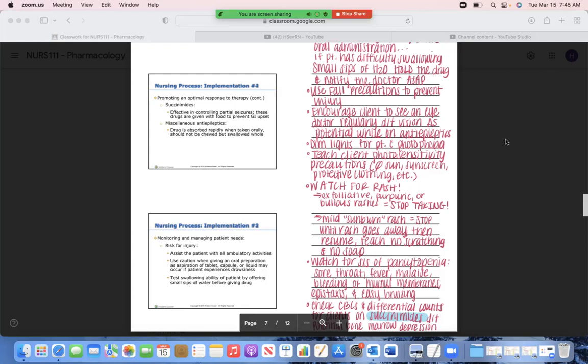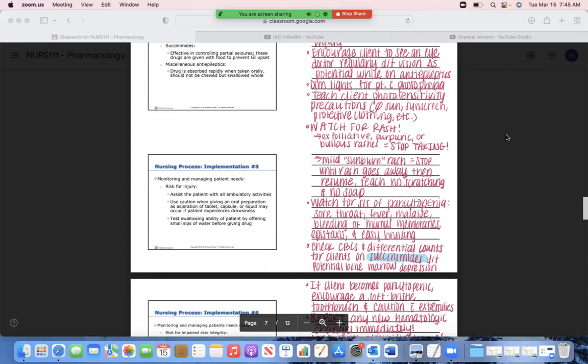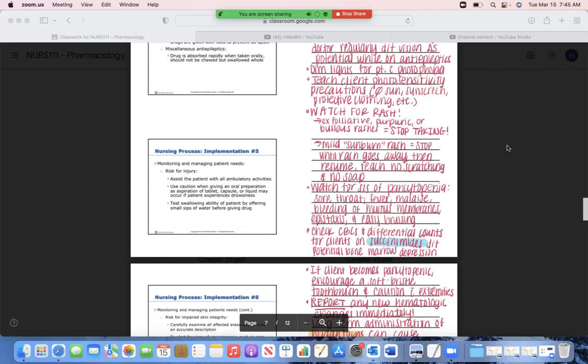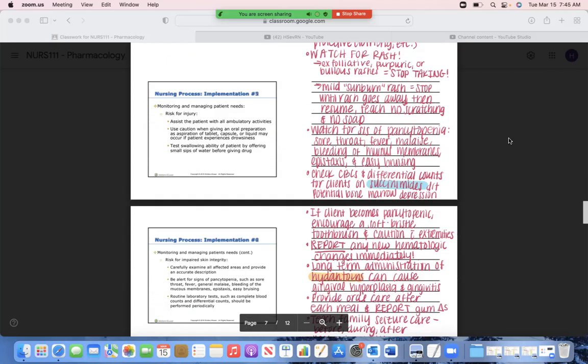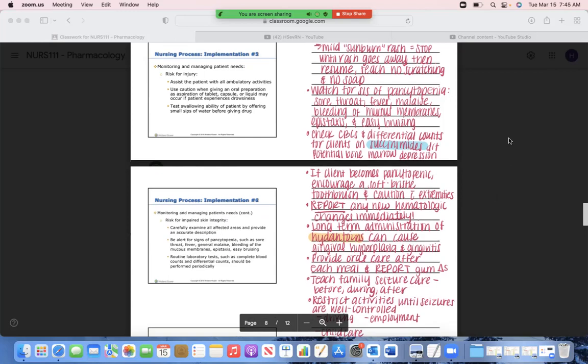Obviously, we could do lab draws and see in our counts that we have low cell counts. But your client may also experience sore throat, fever, malaise, bleeding of the mucous membranes, nosebleeds, epistaxis, right? Or easy bruising. When they're on succinimides, we need to be checking their CBCs and getting their differential counts. There is the potential for bone marrow depression. It can get really serious. So we want to be watching their blood counts.